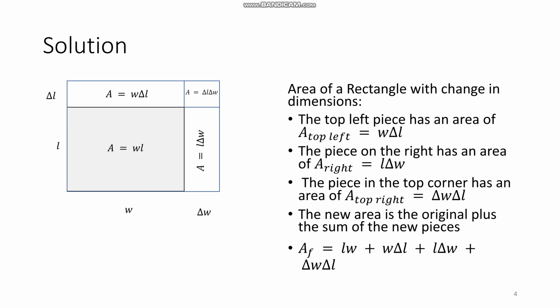Our new rectangle has these dimensions. Originally, we see where the length times width comes from. The width times delta L is that top left corner, where one dimension is the width and the other dimension is delta L. That top right corner is delta L times delta W. And to the right, you have length times delta W. So our new area is the sum of all of those four pieces.